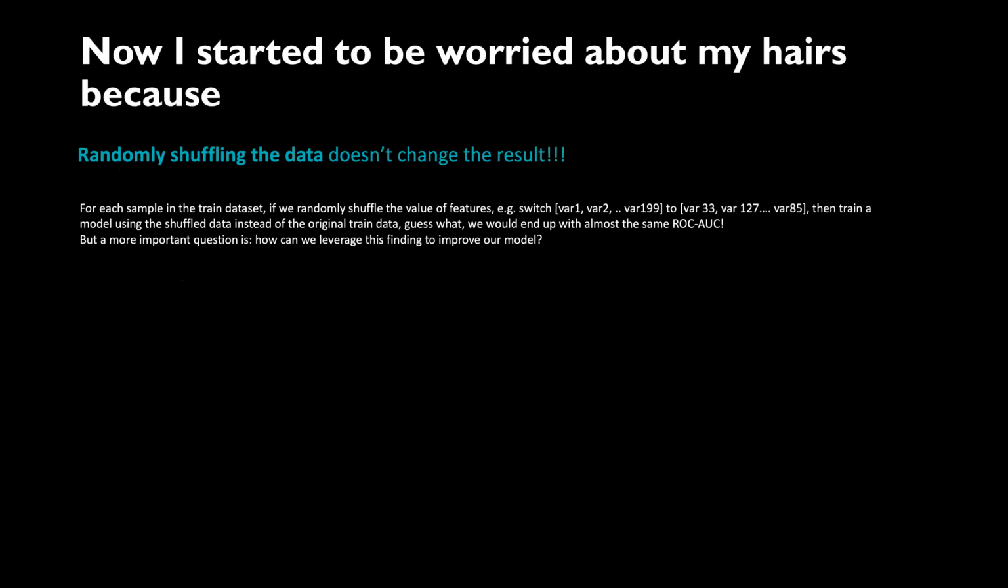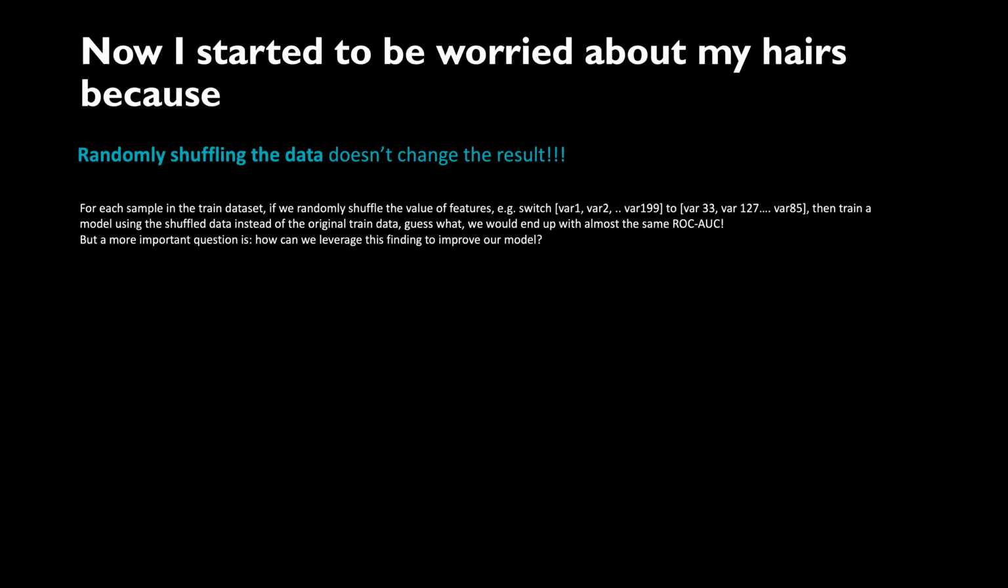After a few days, another guy discovered an even scarier thing: if we randomly shuffle the data, that won't change the result at all. What does that mean? Let me explain. Let's say for every single sample in the training data set, specifically, we randomly switch the values among the 200 features.